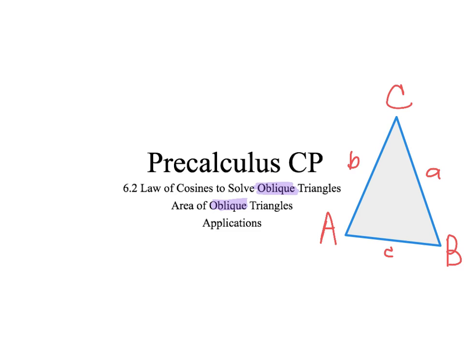Our last lesson was using the law of sines to solve oblique triangles. We are now going to be using the law of cosines. It's not quite so simple a formula, but it's nice because there's no ambiguity at all. And we will talk about area of triangles and applications as well.